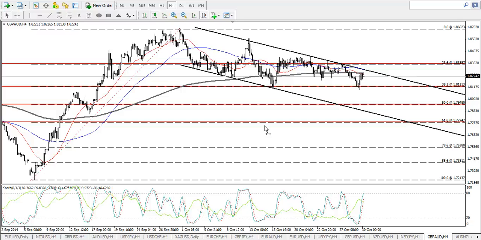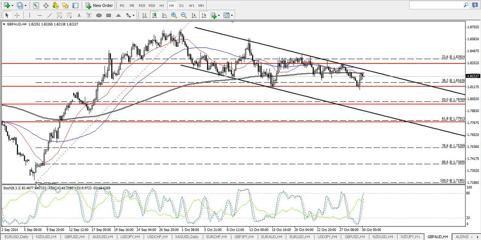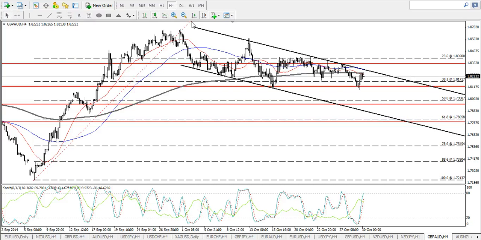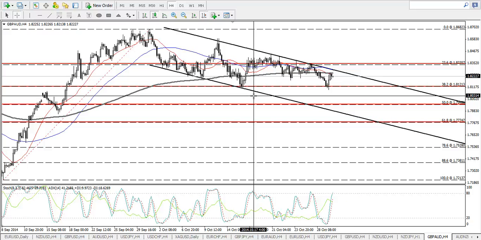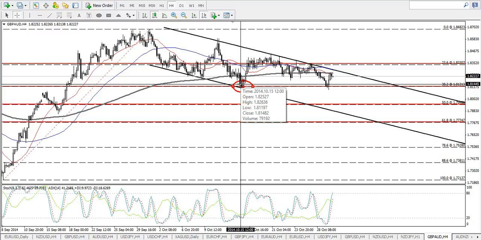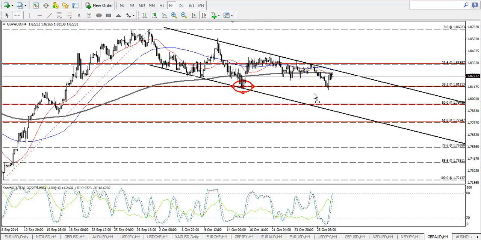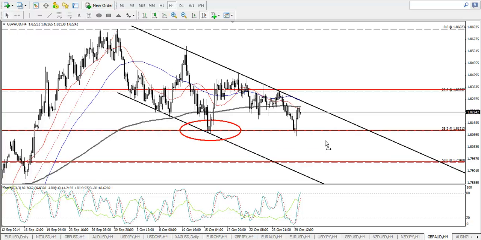Alright, so looking at the technical part itself, I have plotted a Fibonacci retracement over here, right from the bottom to the top, and we do see the price gotten supported again at the Fibonacci retracement level of 30.2%. Alright, first time was on the 15th of October, which is about 2 weeks ago, and then it came down again and got supported again at the same level, the price of 1.8121.